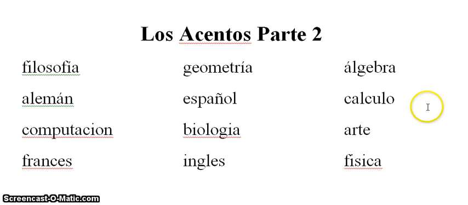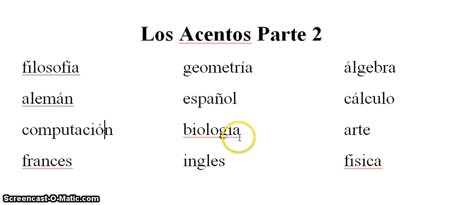Next word, cálculo. Ends in a vowel. Emphasis should be in this area. It's not calculo. If we stress this syllable, it would be calculo. It's cálculo. Breaks the rule. You want an accent mark there. Computación. This one, any word that ends in ION, accent mark over the O, period. Anything ION, accent over the O.